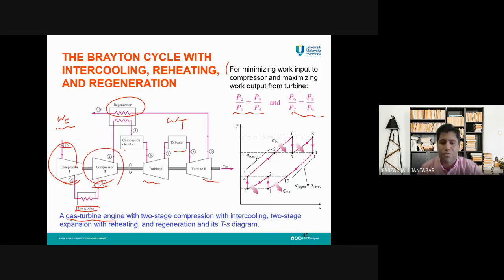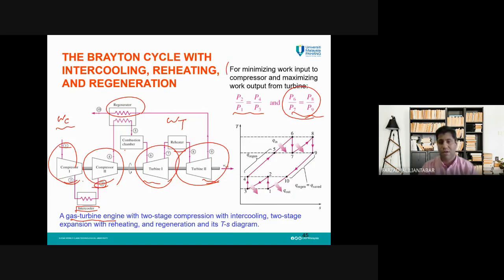And same for the turbine. The pressure ratio for the turbine, the pressure at state 6 divided by the pressure after turbine 1, should be equal to P8 divided by P9, the pressure before turbine 2 divided by the pressure after turbine 2. So if we have this criterion, we can get maximum possible work output, and we need minimum power input for the compressor.